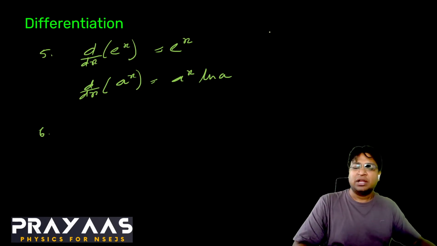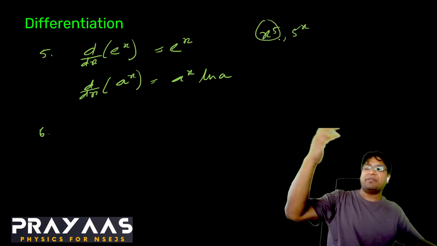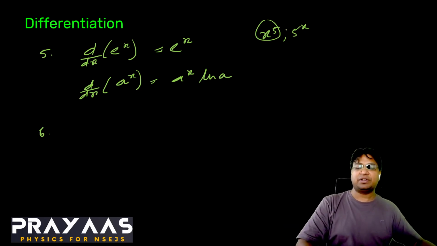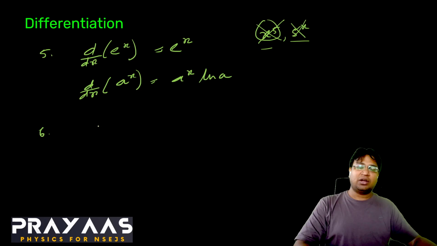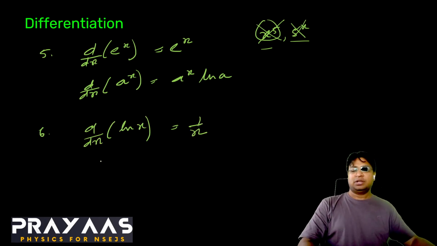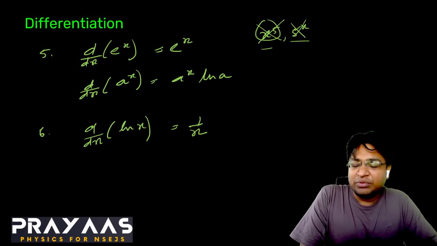Guys, understand that x raised to power 5 and 5 raised to power x are different. This is called a polynomial function, where x is in the base and the power is a number. Here, the base is a number and x is in the power. So these two are not the same. This is polynomial and this is exponential. Now, the logarithmic function: d by dx of ln x would be 1 upon x. So that should be good enough. These are some formulas that we have written.